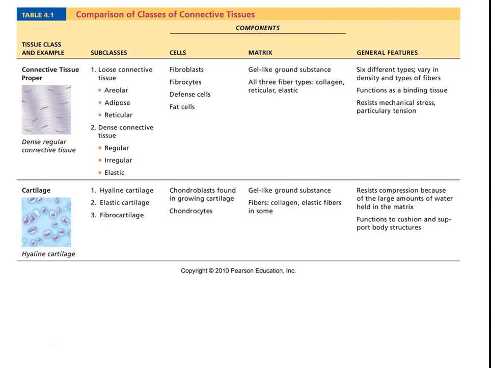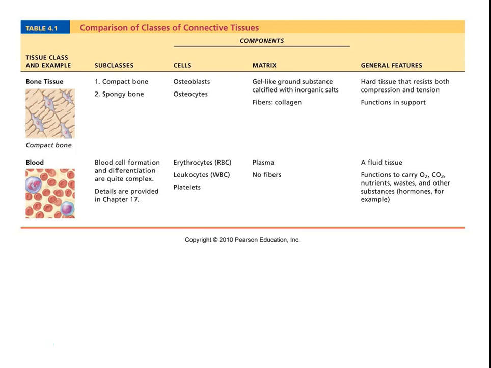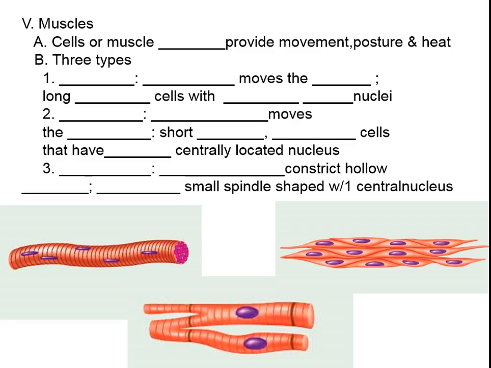So there is a table in your book that does a comparison of the different connective tissues. There you see connective tissue loose and dense. Then you see cartilage, the three types. Then you see bone. And actually there are two types of bone tissue, compact and spongy, which we'll talk about in the skeletal system. The liquid connective tissue, blood. So that leads us to the third tissue, muscles.